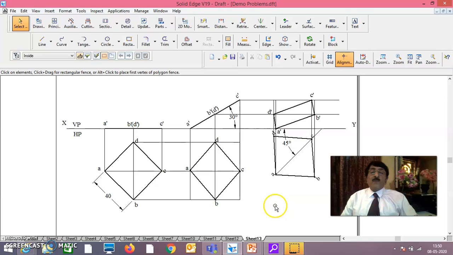In that way, we have completed a problem on a square lamina in this session 4. We'll continue in session 5, again with demo problems on some of the laminae.